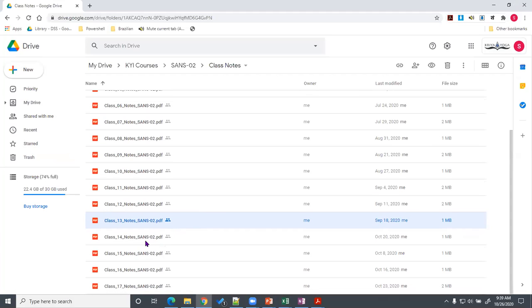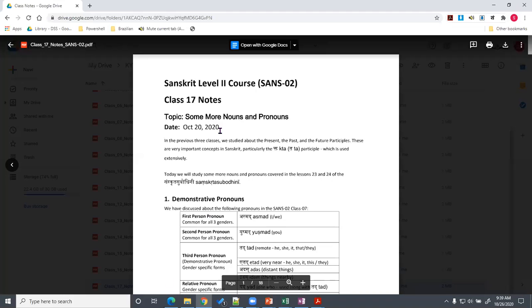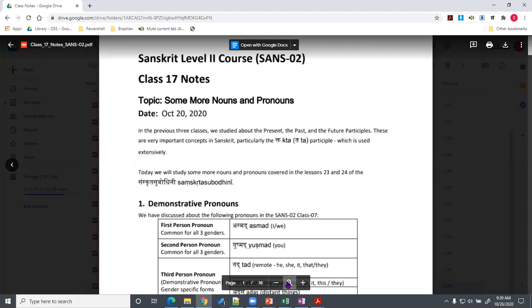Then in 14, 15 and 16, I covered the participle forms, which I'll cover in a little more detail today, from a slightly different perspective. And the 17th we covered last time, some more nouns and pronouns.